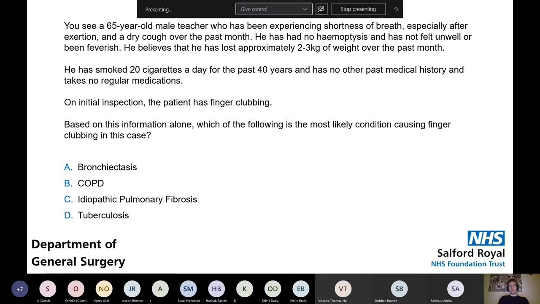He's got clubbed fingers. He's 65. He's not feverish. He's not unwell. He's lost a bit of weight. He's got a smoking history, but otherwise, no medical problems. Have a think about what that might be.